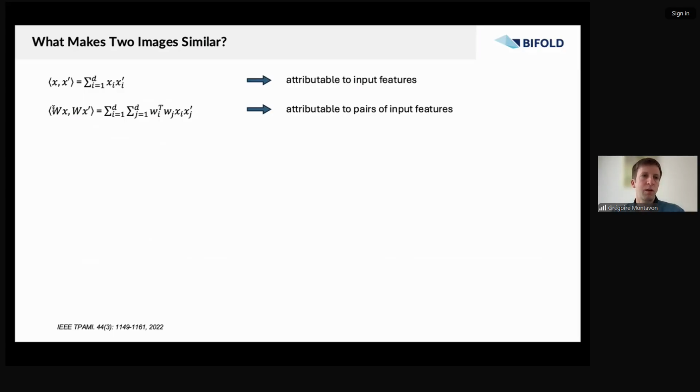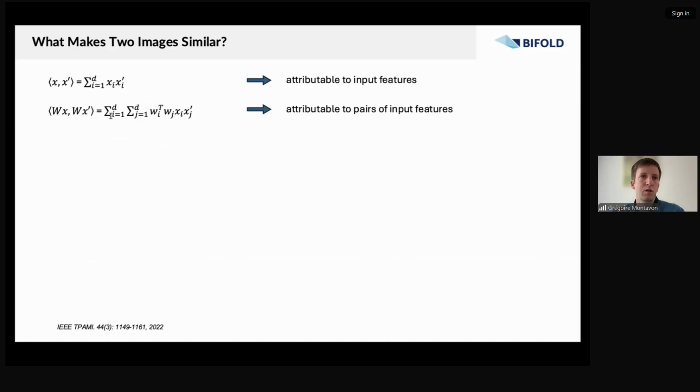Then we try something slightly more complex, saying that the representation is not the data itself, but just a linear transformation of it. And this is represented by the matrix W here. And if you want to rewrite this similarity score, this dot product, as a sum, then you cannot get a single sum, you get a double sum over pairs of features from the two modalities. And so if you want to get an understanding of similarity in terms of these pairs of features, in terms of these input features, fundamentally you have to look at pairs of input features. And so this is for a linear model.